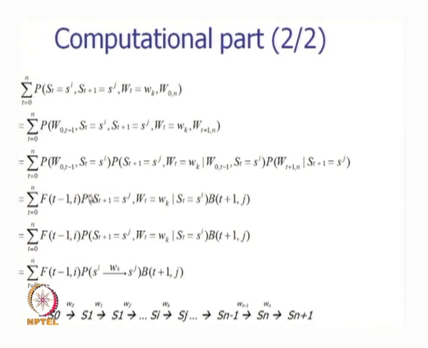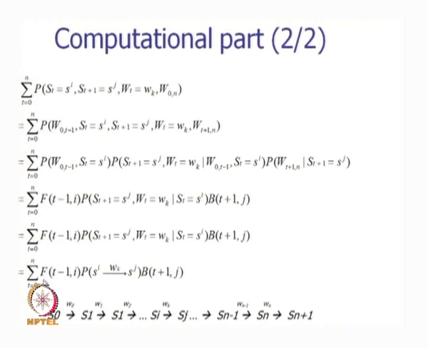So, from this expression we see that the first part gives us the forward probability f t minus 1 comma I, the second part gives us the transition probability p s I to s j on w k, and the remaining part gives me the backward probability b t plus 1 comma j. So, this is the forward probability up to the tth location in the string. This is the backward probability from the t plus 1th location to the end of the string, and in between is the transition probability p s I to s j given w k.